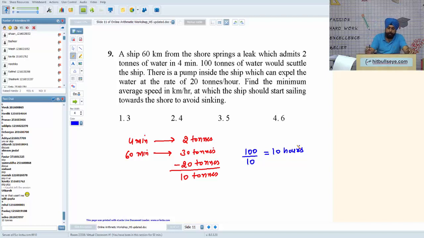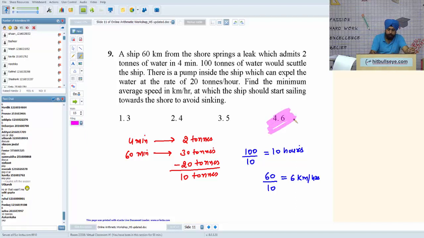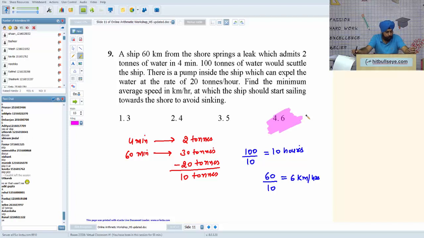Now 60 kilometers is the distance, 10 hours is the time period. So that means the speed at which it should move is 6 kilometers an hour so that it does not sink. Right, students? I guess you all are clear. The answer is 6 hours. Sorry, 6 kilometers per hour.